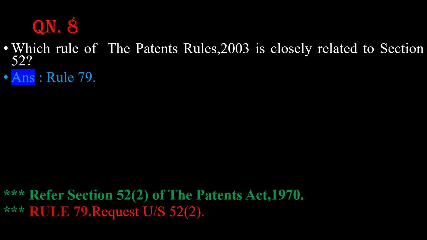Now question number 8. Which rule of the Patents Rules 2003 is closely related to section 52? Answer is rule number 79. So please refer section 52 subsection 2 of the Patents Act 1970, and rule 79 is a request under section 52 subsection 2. Fine, let us proceed.